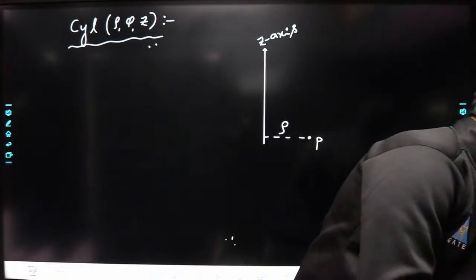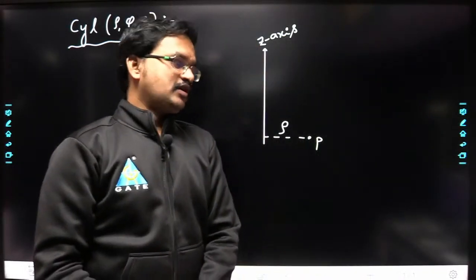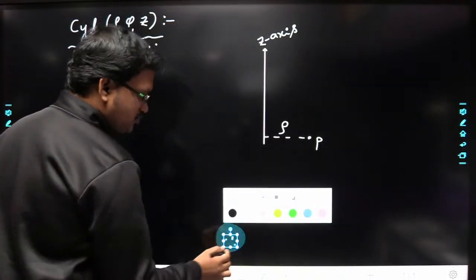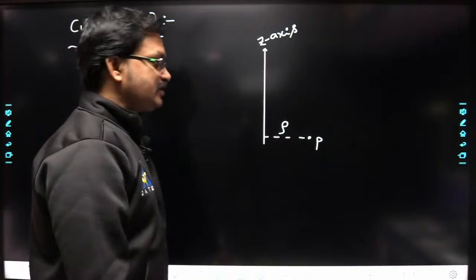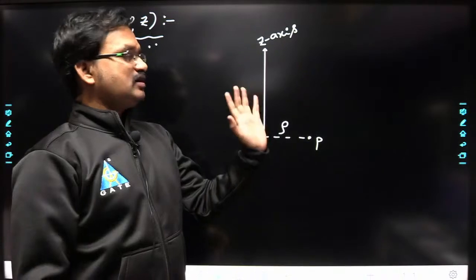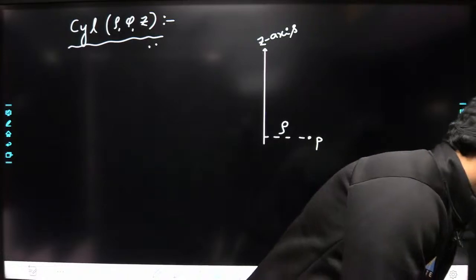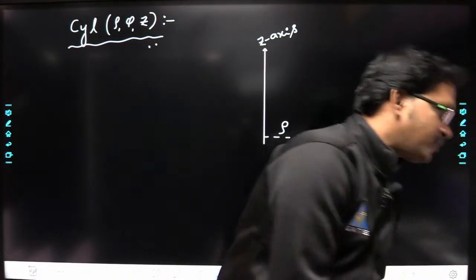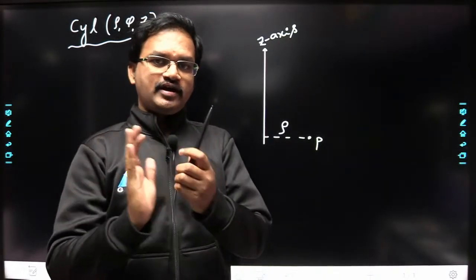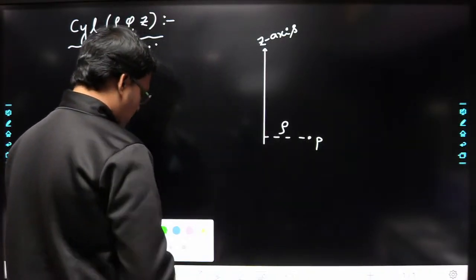Surya Prakash, good afternoon. Tell me, if you join all the points which are at the same normal distance rho surrounding the z axis, what is the shape you are going to get? Very good, super. It is nothing but the curved surface of the cylinder, yes or no? Now see here, how are we going to get that?